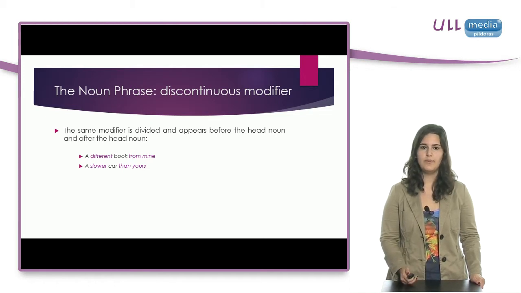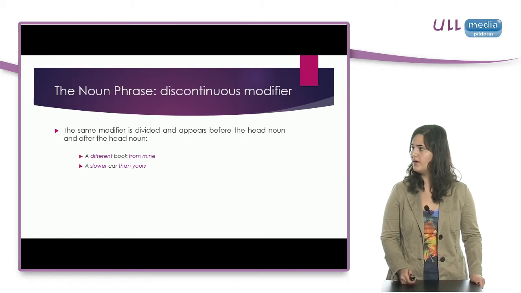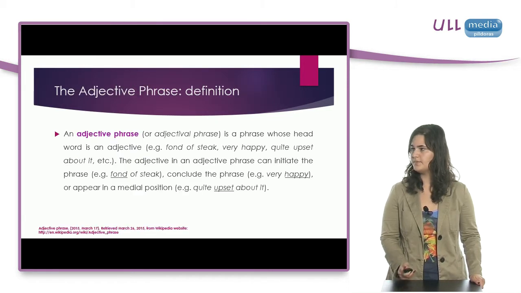We have looked at pre-modifiers and post-modifiers, but we can also find discontinuous modifiers, when part of the same modifier appears before the head noun and the rest of it continues after the head noun. For example, a different book from mine or a slower car than yours.